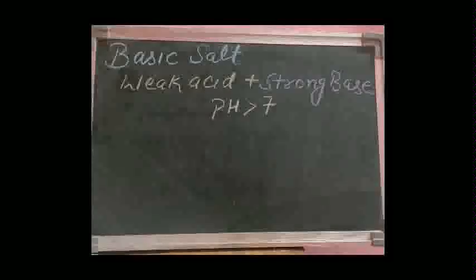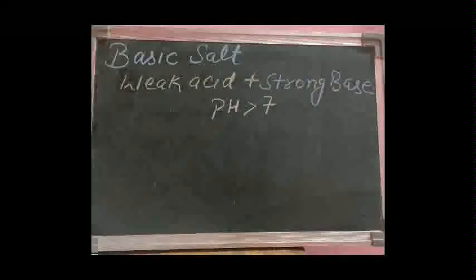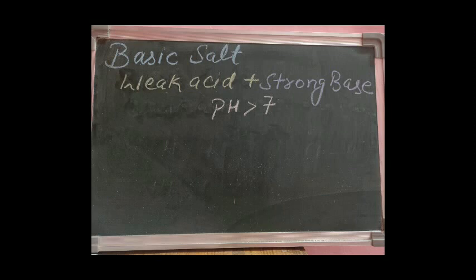Next type of salts are basic salts. Basic salts are formed after the reaction between weak acid and strong base. As on the reactant side, base is strong, that's why the salt which is formed here is basic in nature. And as we know, the substances which are basic in nature have the pH value above 7.